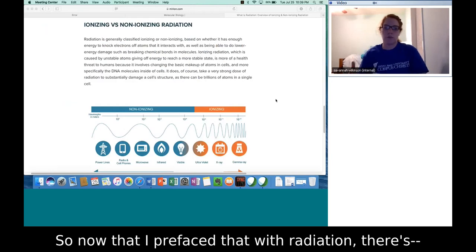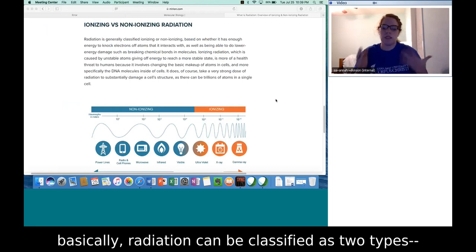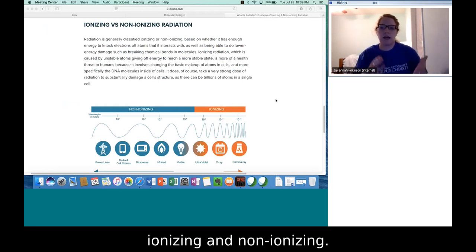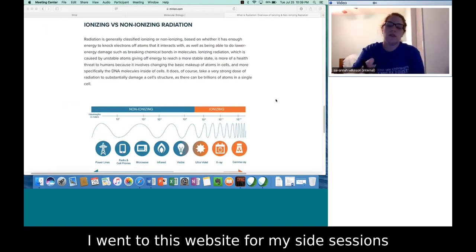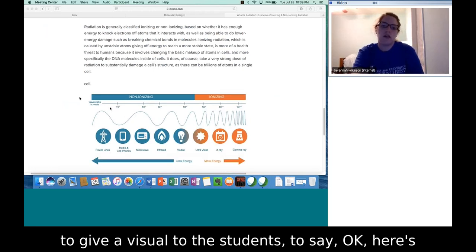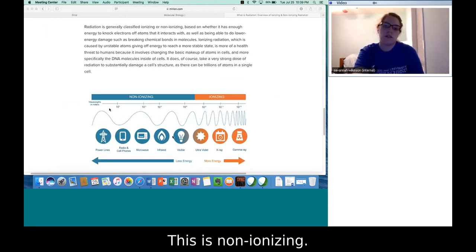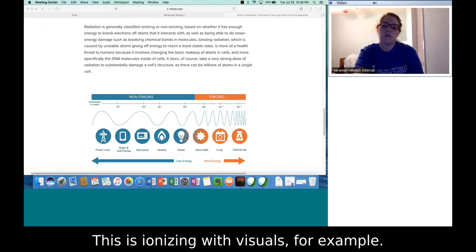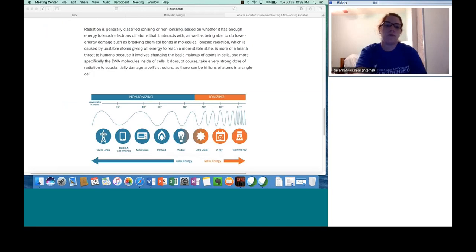So now that I've prefaced that about radiation, radiation can be classified as two types: ionizing and non-ionizing. And I went to this website for my SI sessions to give a visual to the students to show, okay, here's the wavelength, this is non-ionizing, this is ionizing, with visuals for examples, okay?